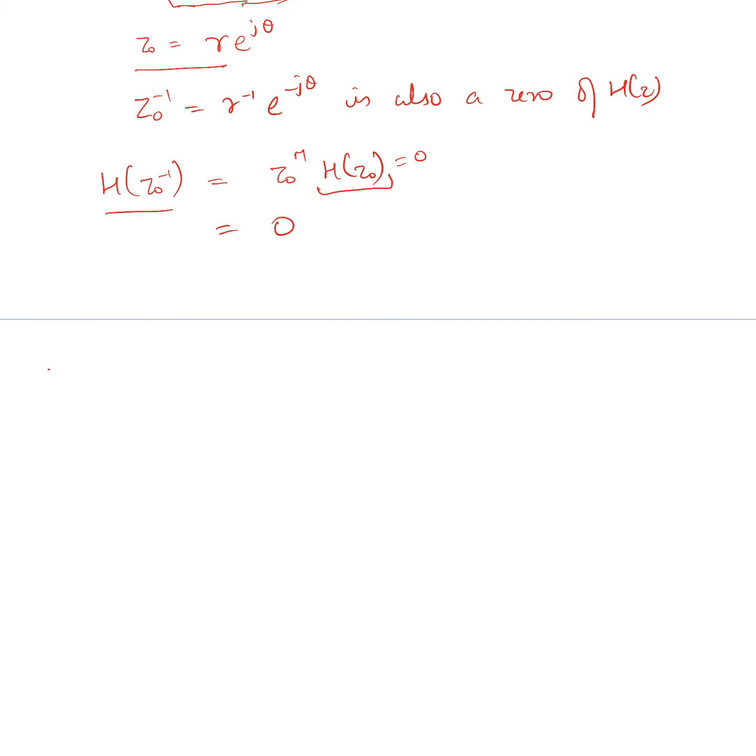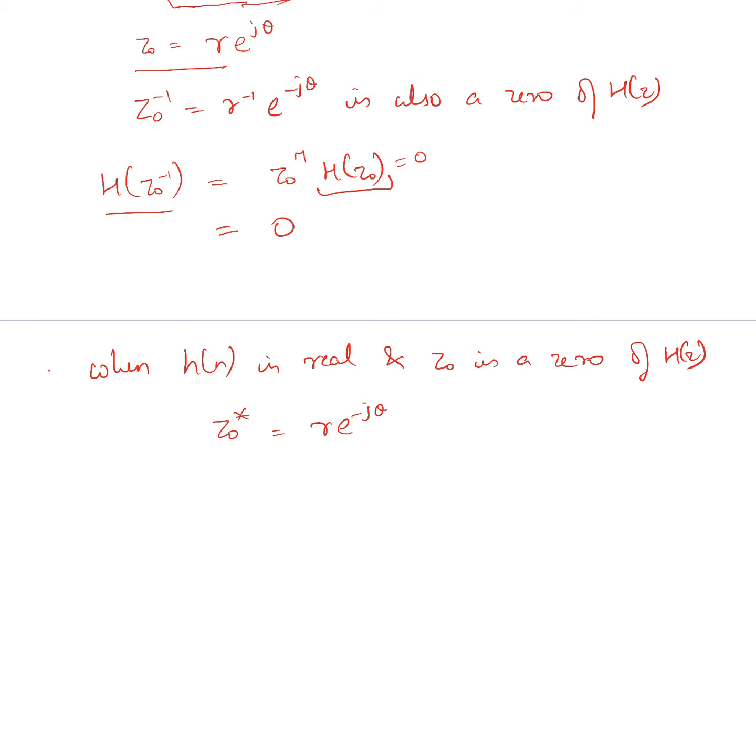Now the second case, when your h of n is a real function. Suppose z naught is a zero of h of z, your system, your time domain function is a real function, and z naught is a zero of h of z. It implies that the complex conjugate of z naught, which would be equal to r e raised to the power minus j theta, is also a zero of h of z.